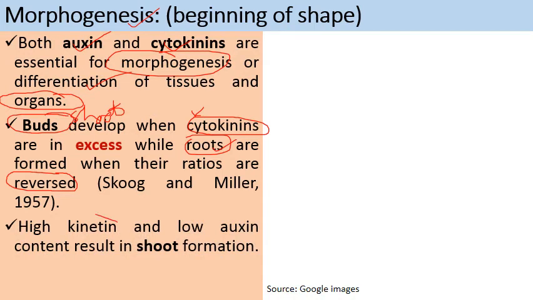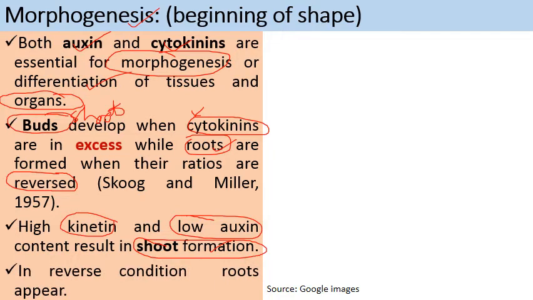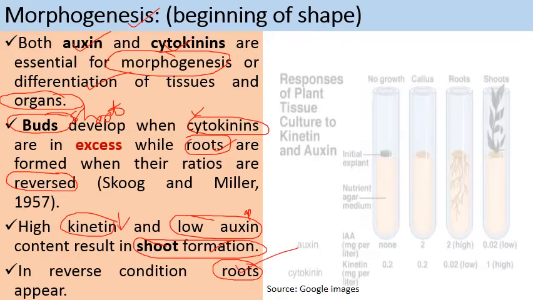So high kinetin, that is cytokinin, and low auxin promotes shoot formation. Shoot formation happens when the concentration of kinetin is high and the concentration of auxin is low. While roots are found when this ratio is reversed. It means when the concentration of auxin is high and the concentration of kinetin is low, then roots will form in tissue culture.